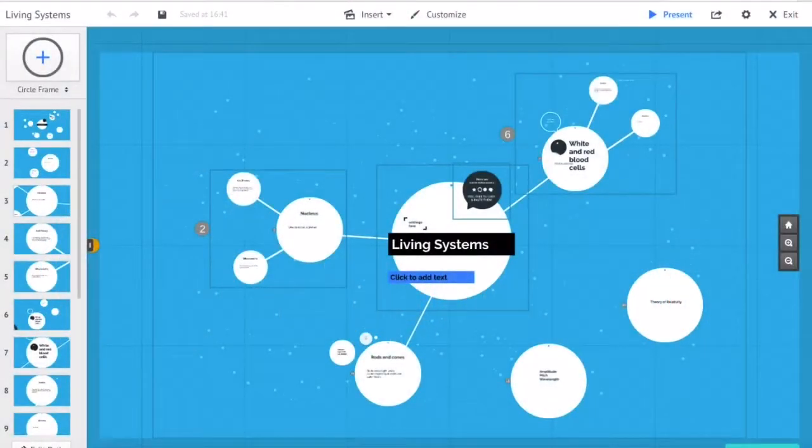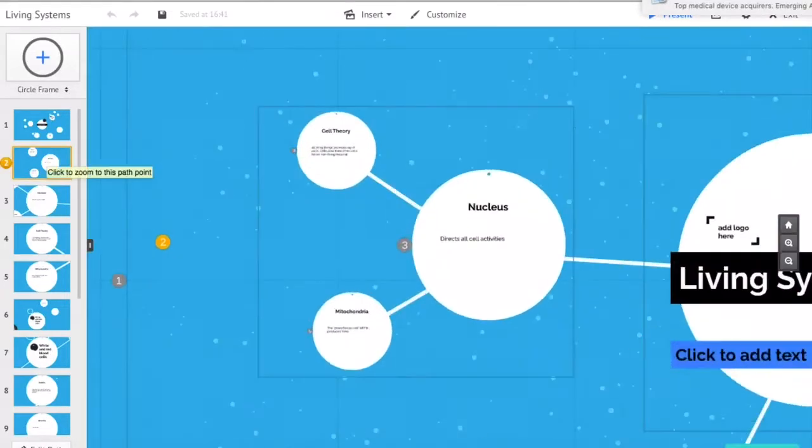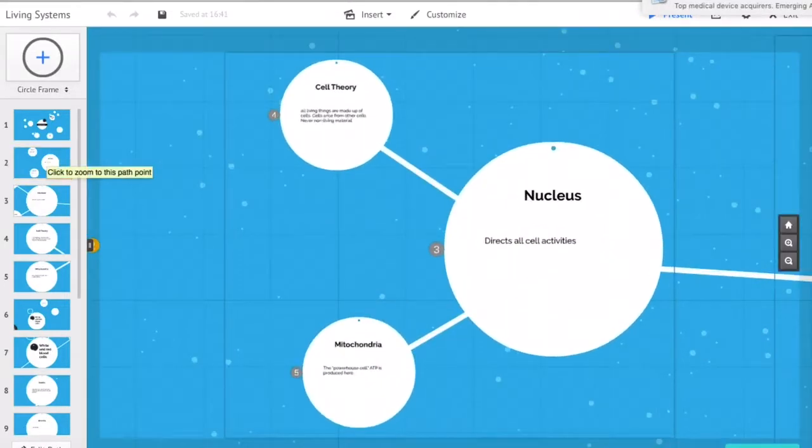Living systems. All right, let's take a look. Got a bunch of stuff to look at here. And we begin with the nucleus. The nucleus directs all cell activities. It contains hereditary material of the cell, which is the DNA found in chromosomes.